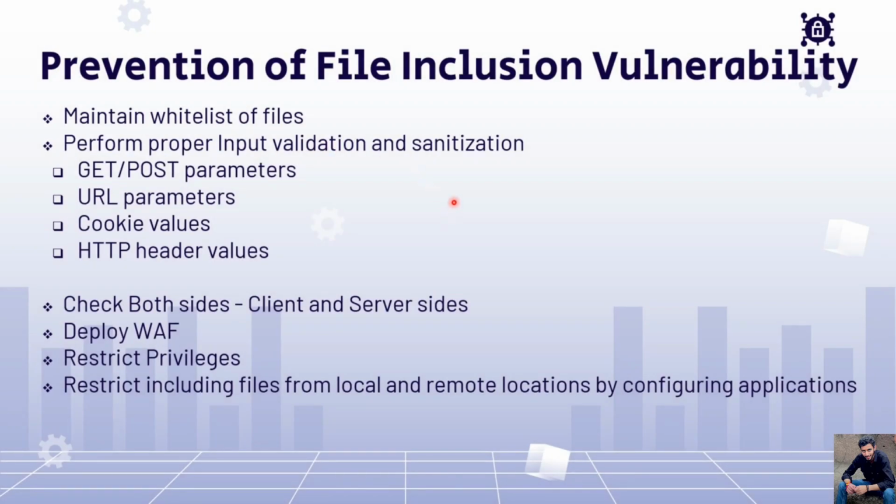Prevention of file inclusion vulnerability. The best way to eliminate file inclusion vulnerability is to avoid dynamically including files based on the user input. If this is not possible, the application should maintain a whitelist of files in order to limit attacker control over what it gets.